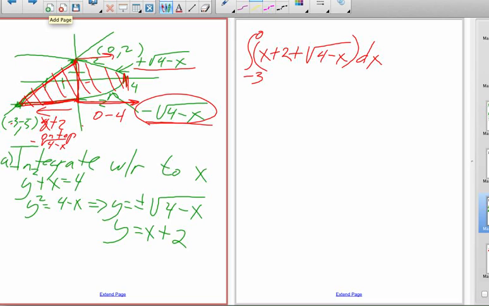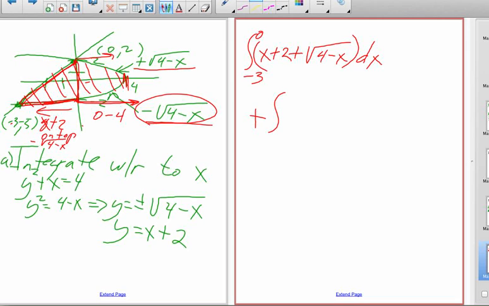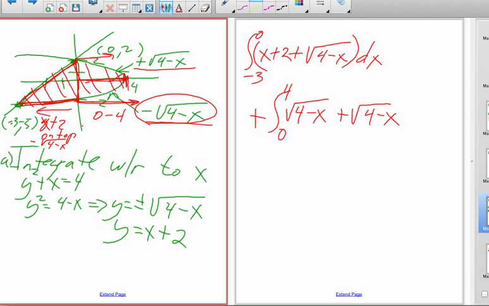Okay, so then we're going to have plus the integral from 0 to 4. And you notice the plus 4 minus x is on top, so we're going to have a square root of 4 minus x minus a minus this. That's going to give me plus square root of 4 minus x. Now the reason is this thing's symmetric. So if we get the top, then the bottom is just twice that.